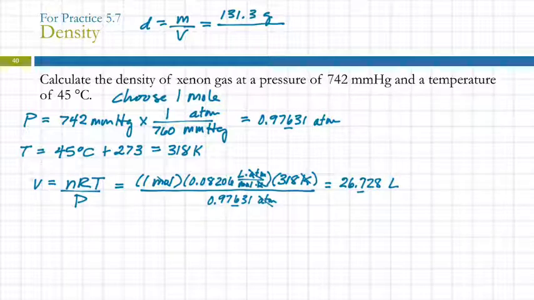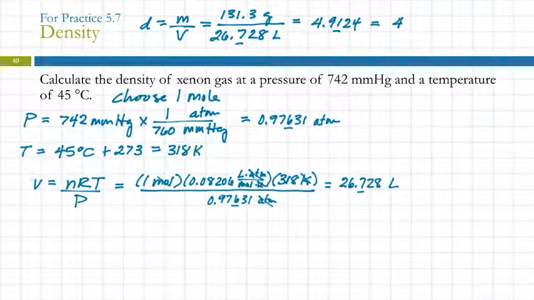So that's my volume, so I'm going to put it up here in my density equation. So I've got 131.3 divided by 26.728. My answer is going to have 3 sig figs. So 4.91 grams per liter. Grams per liter is a nice unit. If we did that in milliliters, it would be 4,910 grams per milliliter. And it's always nicer when the numbers are closer to 1.